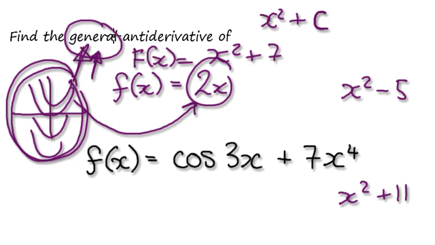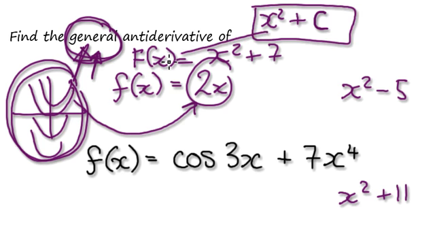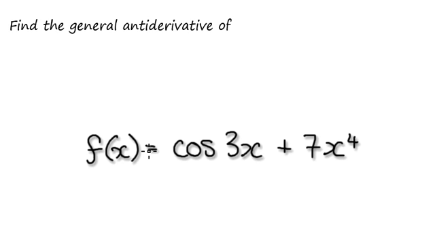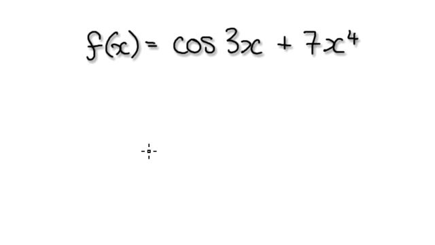So that's what this general thing basically means. You want to express the answer in terms of the general case. So this here will encapsulate the whole family. So this general thing here basically means you've got to stick a capital C in here. Okay. Well, anyway, find the general antiderivative of this. So press pause and have a go.